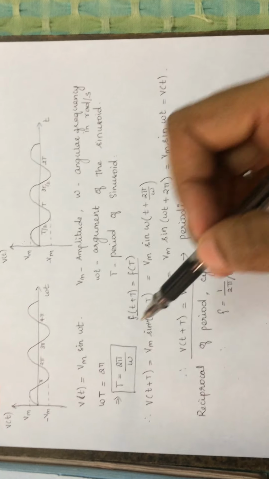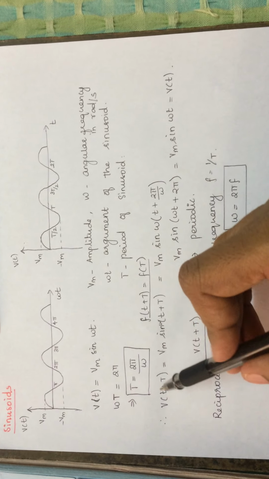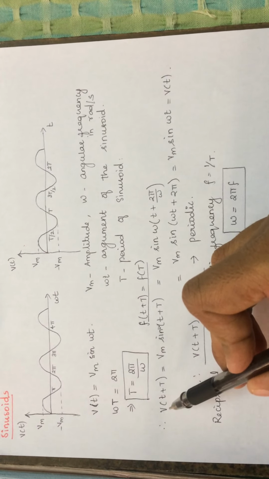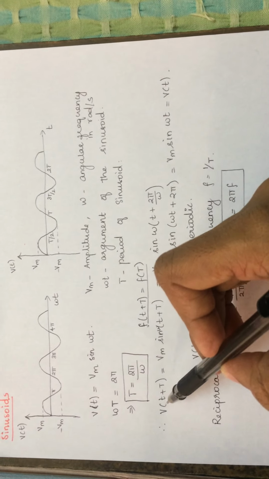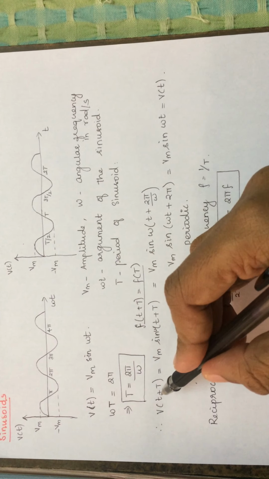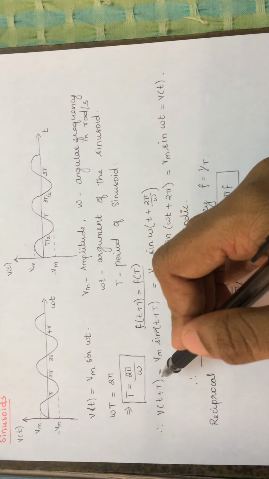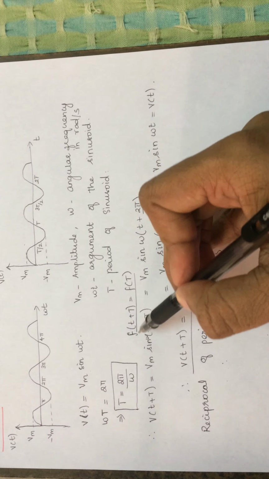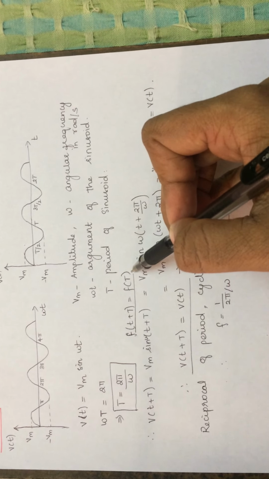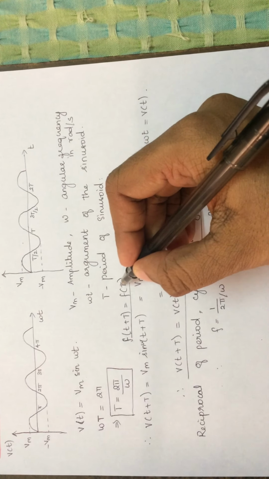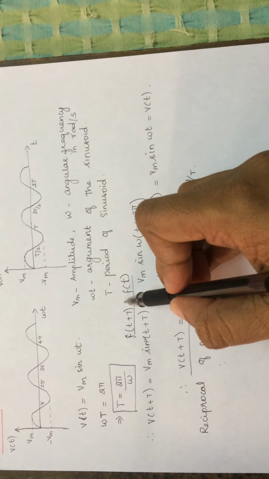So we are going to prove the periodic property of the sinusoid over here. Take this equation, where t is replaced by t plus capital T. We are going to prove the periodicity property. If any function is said to be periodic, it will satisfy this property, that is, function of t plus T will be equal to function of t.